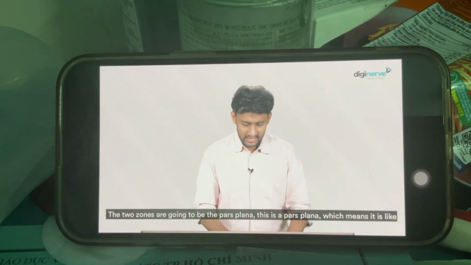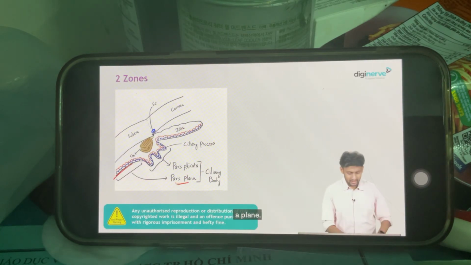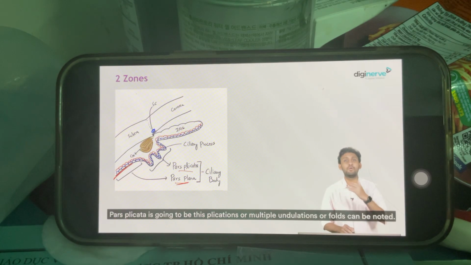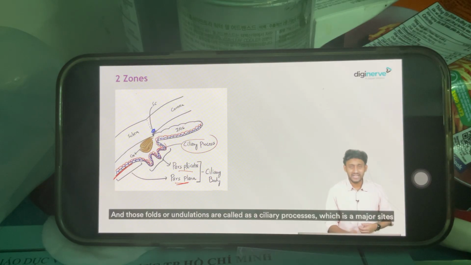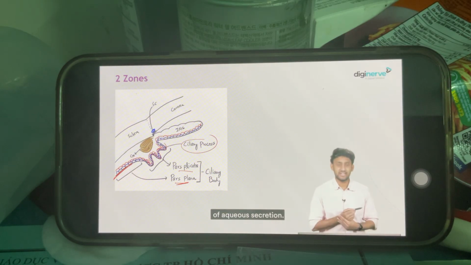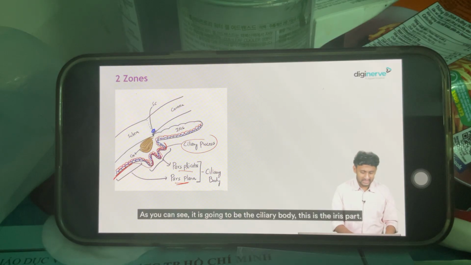The two zones are going to be the pars plana. This is the pars plana, which means it's like a plane. Pars plicata is going to be where you note plications, or multiple undulations or folds. And those folds or undulations are called ciliary processes, which are major sites of aqueous secretion. As you can see, this is going to be the ciliary body. This is the iris part. And you can see the ciliary muscle here, a very important structure. We'll discuss everything about it in detail.